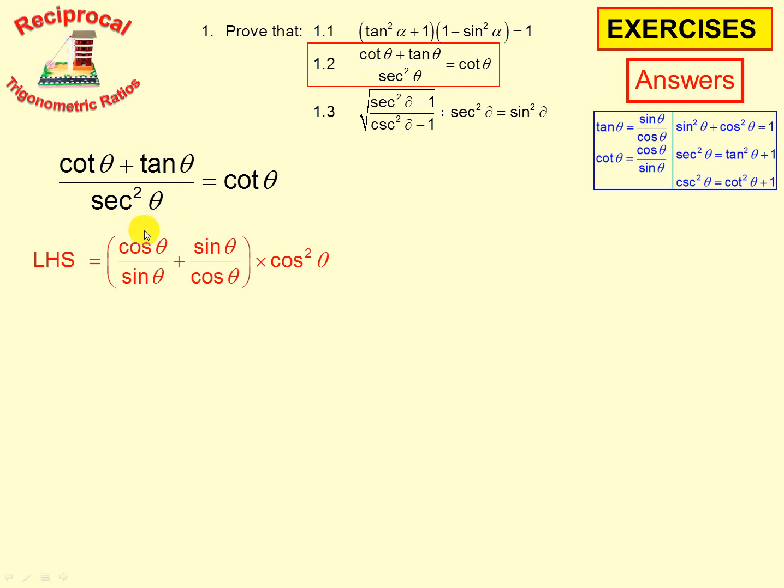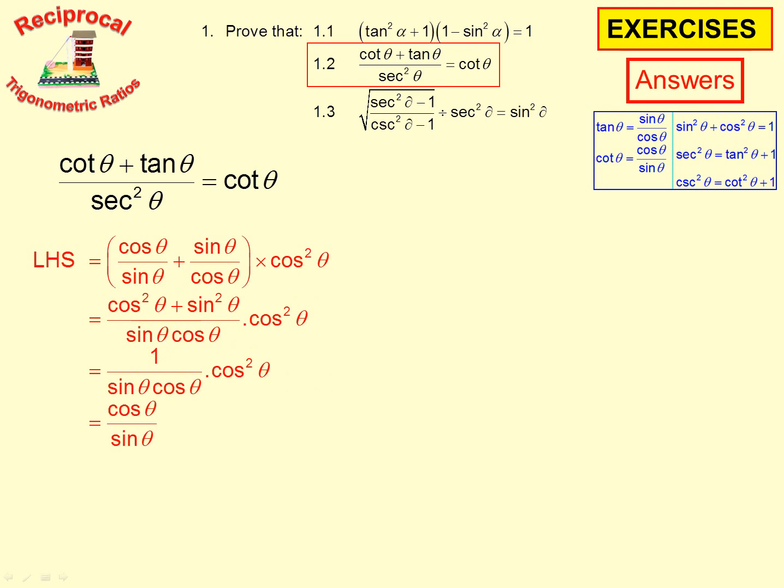Cot is cos over sine, tan is sine over cos. Now there's the algebra, common denominator of sine theta cos theta. On the top line, sine squared plus cos squared, there it is, 1. This can cancel cos theta into that cos squared theta, giving you cos over sine, and that of course is cot theta.